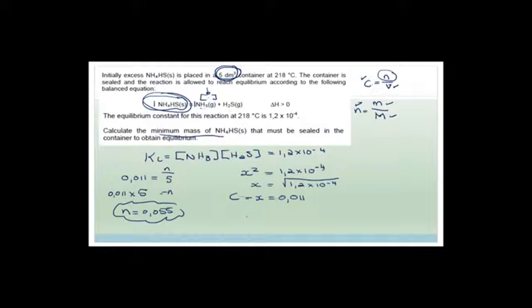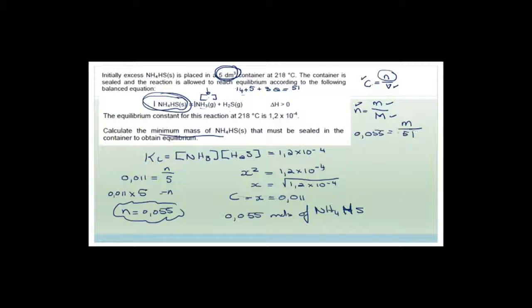0,055, right? So therefore we can say that we have got 0,055 moles of NH4HS. Okay, so we know that 0,055 equals the mass, which is what we're trying to find out, over the molar mass. So the molar mass of this thing is what? Well, nitrogen is 14, hydrogen is 1, and sulfur is 32. So we've got 14 plus hydrogen, 4 plus 1 is 5, plus sulfur, which is 32. So we end up with 2 and 5 is 7, plus 4 is 11, carry 1. 3 and 1 is 4, plus 1 is 5. So it's over 51 grams per mole.